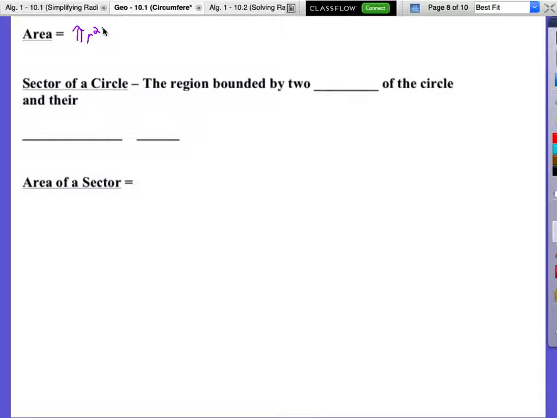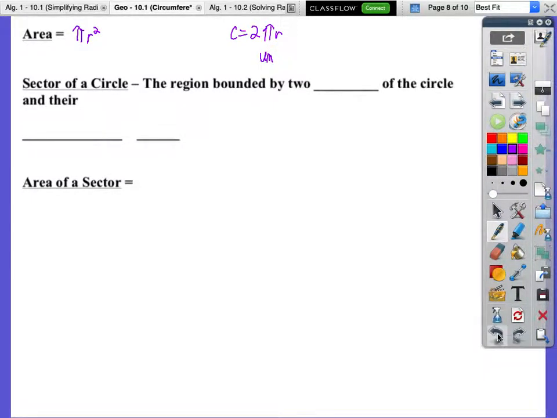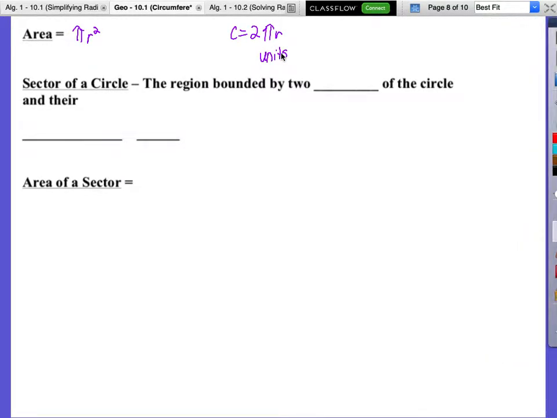Here's how we can keep this straight, though. For circumference, we did 2 times pi times r, whereas for area, we end up squaring r. When you have circumference, you end up with whatever units you had, just that. For area, you deal with square units. Square inches, square feet, square centimeters, square miles.